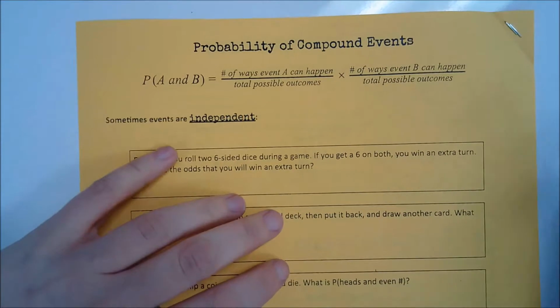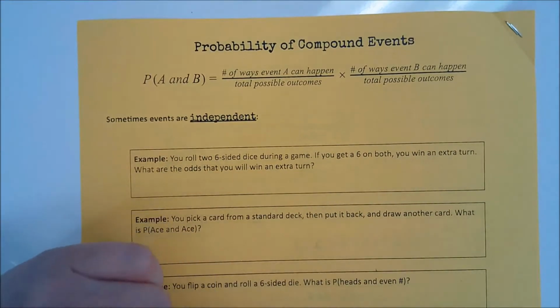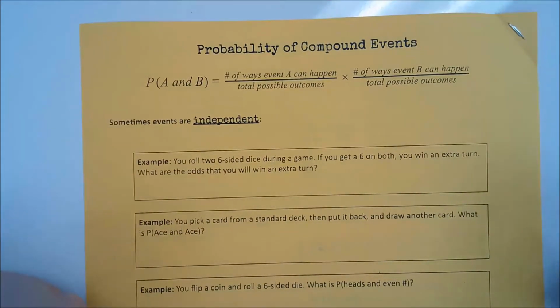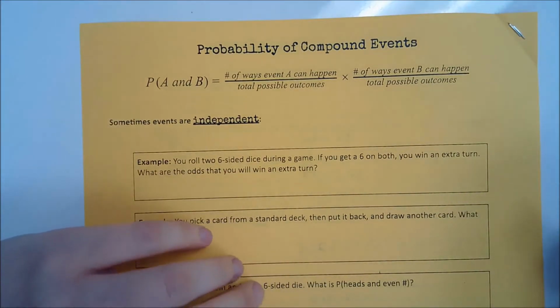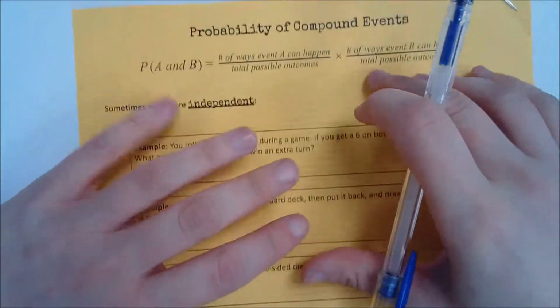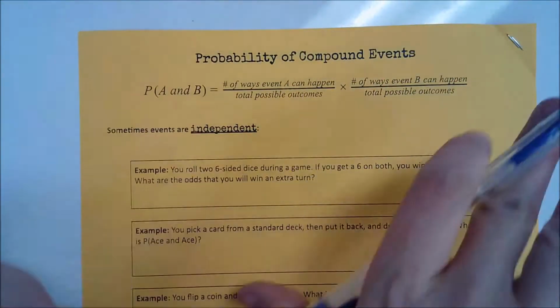Welcome, math models, to the probability of compound events. We're going to be mainly looking at 2 events, but you could do this with 3 or 4 or more events if you wanted to. And we are going to be looking at both some independent and some dependent events, kind of on a basic introductory type level.